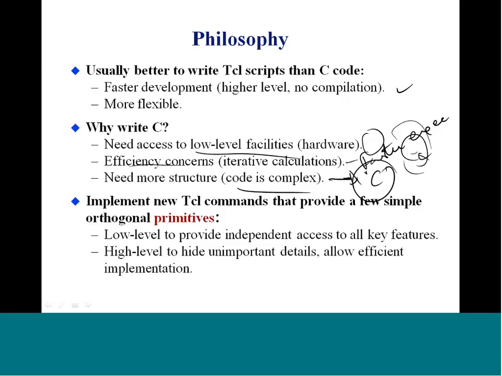If you have to write a new Tcl command, implementing new Tcl commands should provide a few simple orthogonal primitives. It's low level to provide independent access to all the key features, but at the same time it can be high level to hide unimportant details and allow efficient implementation. So that's the reason why we can implement new Tcl commands.